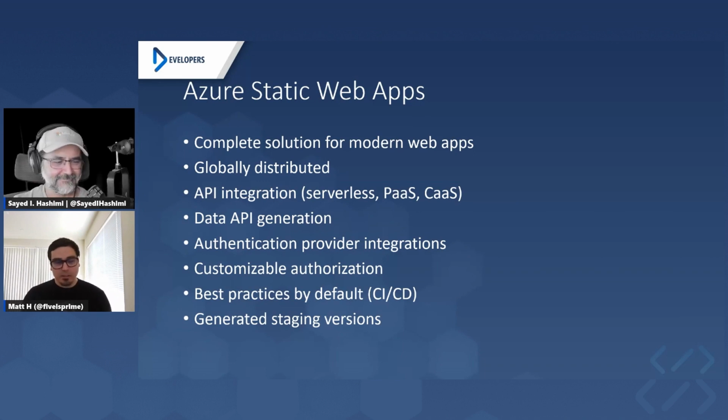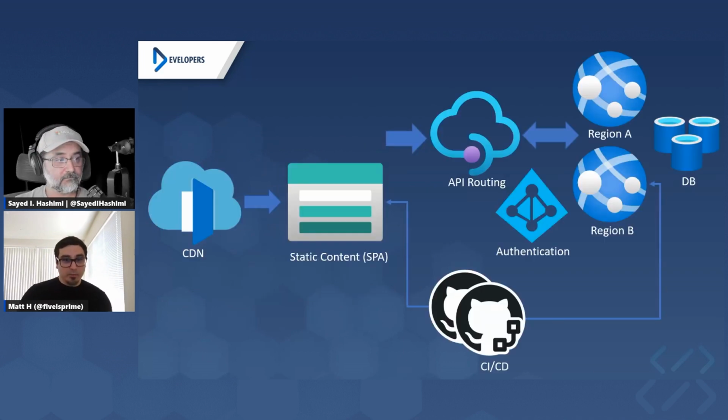Customizable authorization. So if you drop just a JSON config file in there, you can say what level of auth is required to access certain routes. And best practices by default. That's something that I'll go into a little bit later, but you're going to get CI/CD out of the box. And the other big thing, which is honestly one of my favorite things, is the generated staging environments. Okay, so I promise this is the only slide that I have that is full of text. The rest is just going to be graphics.